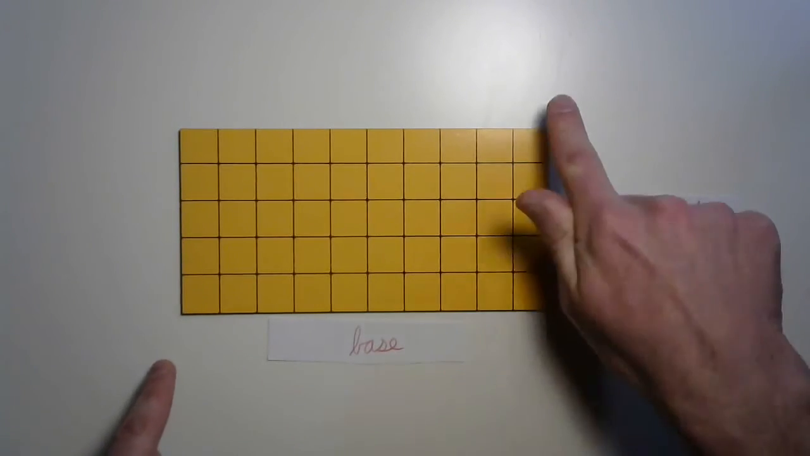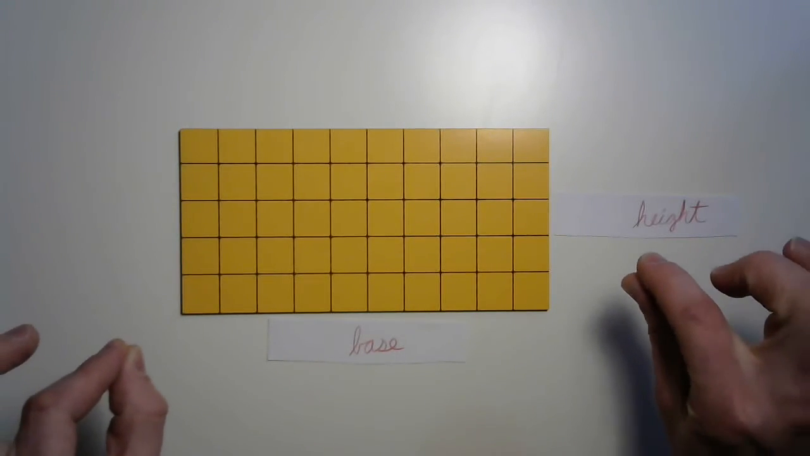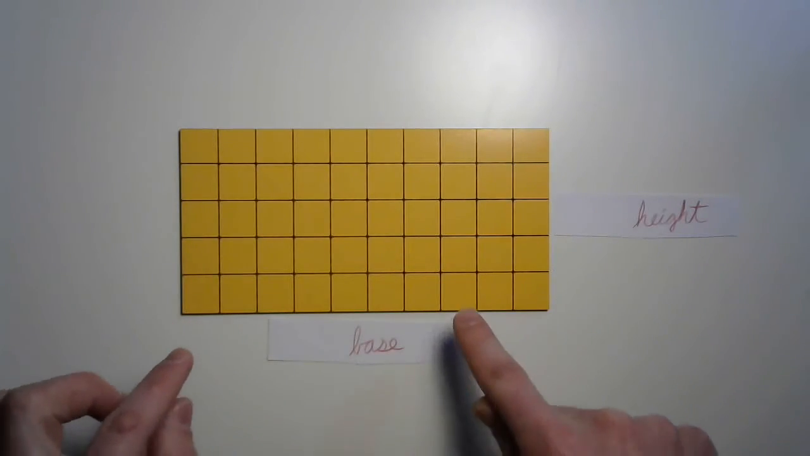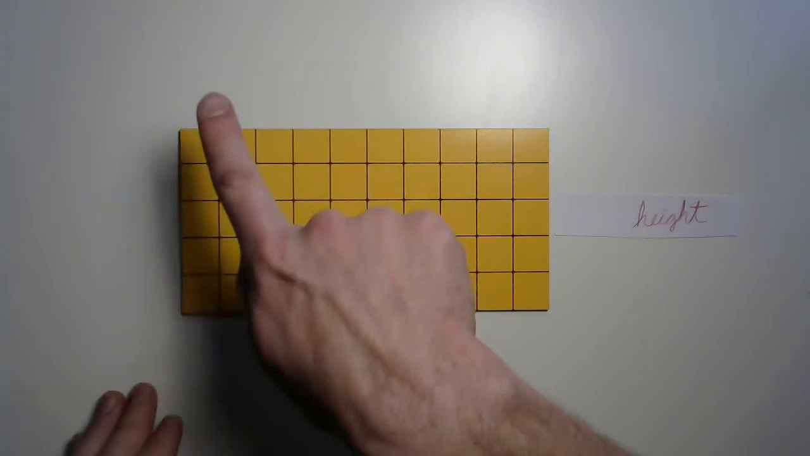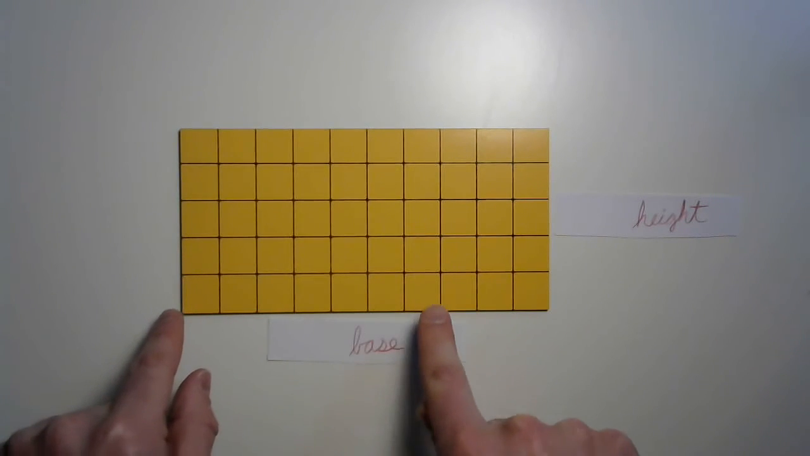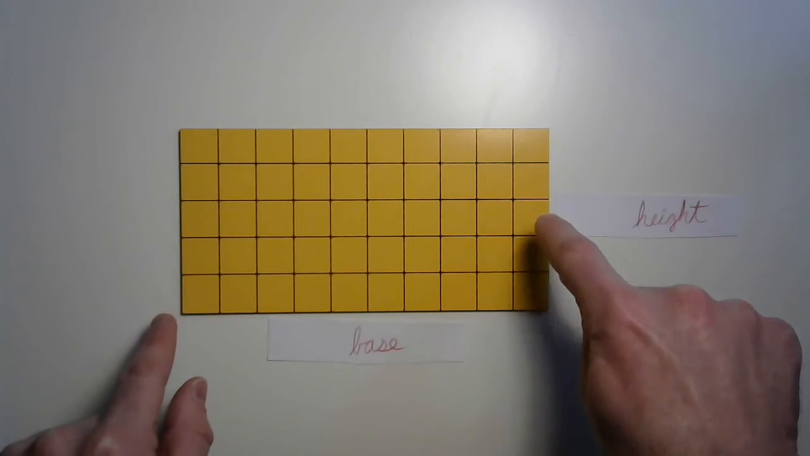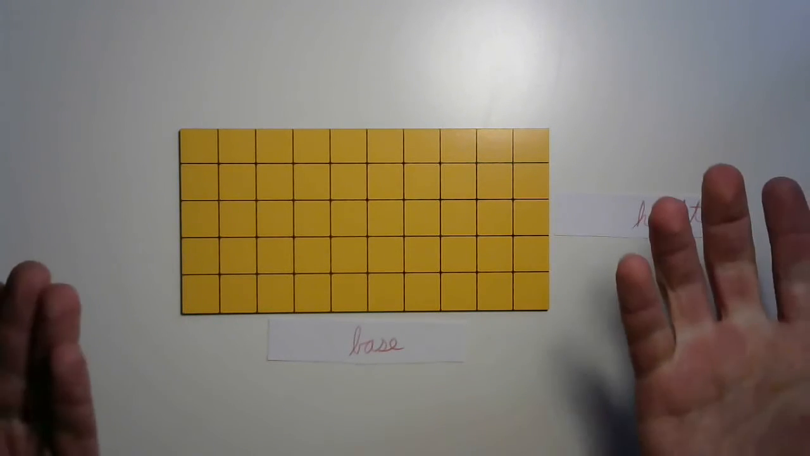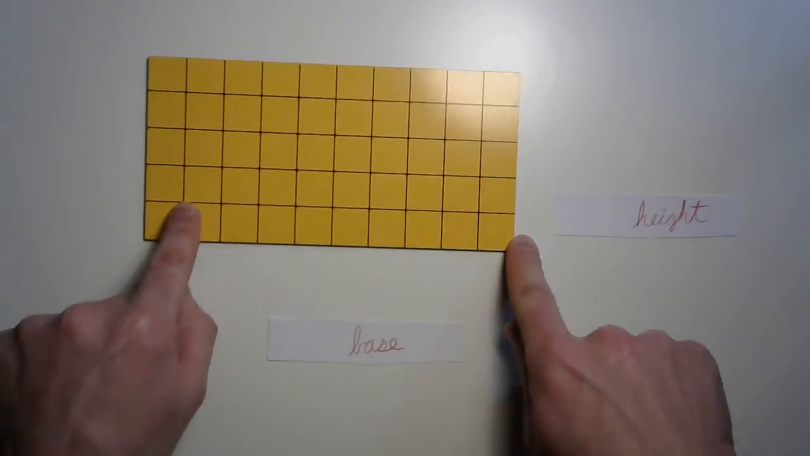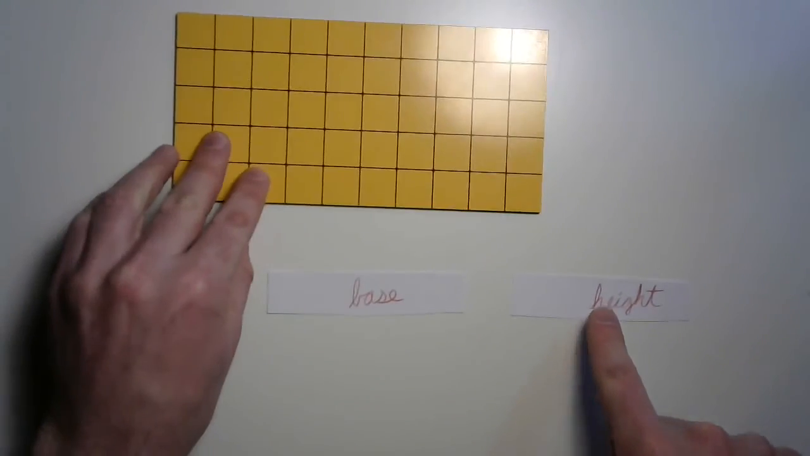But the base and the height are probably those two numbers you could use to come up with the number of square units you see here without having to count. 1, 2, 3, 4, 5, 6, 7, 8, 9, 10. 1, 2, 3, 4, and 5. 5 times 10 is 50. Easy enough, but let's talk about that in a way that looks more like an equation.